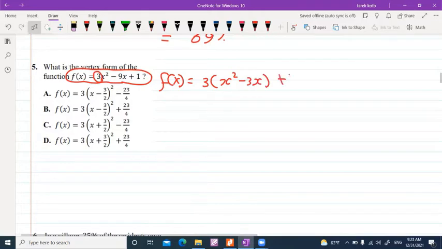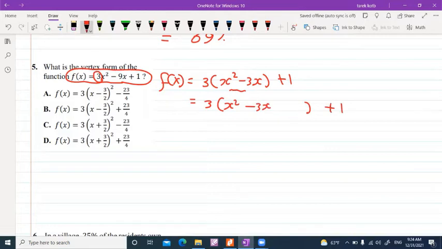Take 3 common factor because you shouldn't leave 3 stuck with the x squared. And then try to complete the square to make it a perfect square. Keep the 3, keep the x squared minus 3x, take space, put the 1. Here I have to get half this number and square it. If you square half of this number, it will be 9 over 4.